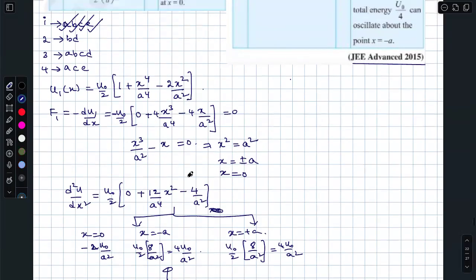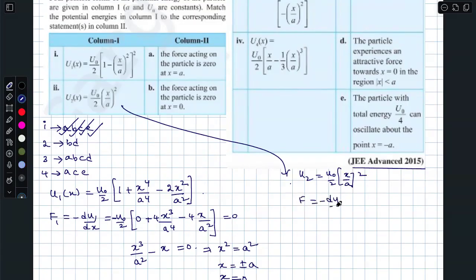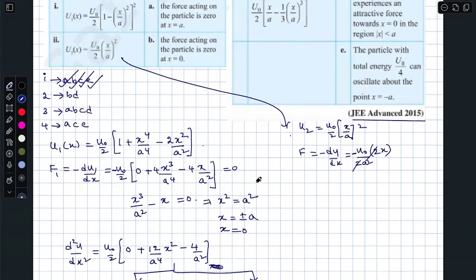Right. So the first part of the question I have done. Second part of the question we will take up. U2 is u naught by 2 times x by a whole square. F is minus du by dx. When you differentiate, you get u naught by 2a square times 2x, with a minus sign. F is minus x means this is actually the SHM condition.